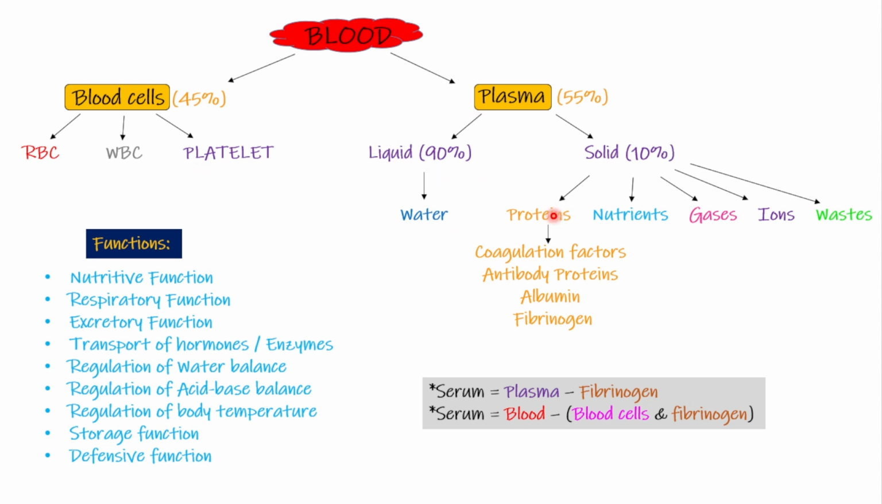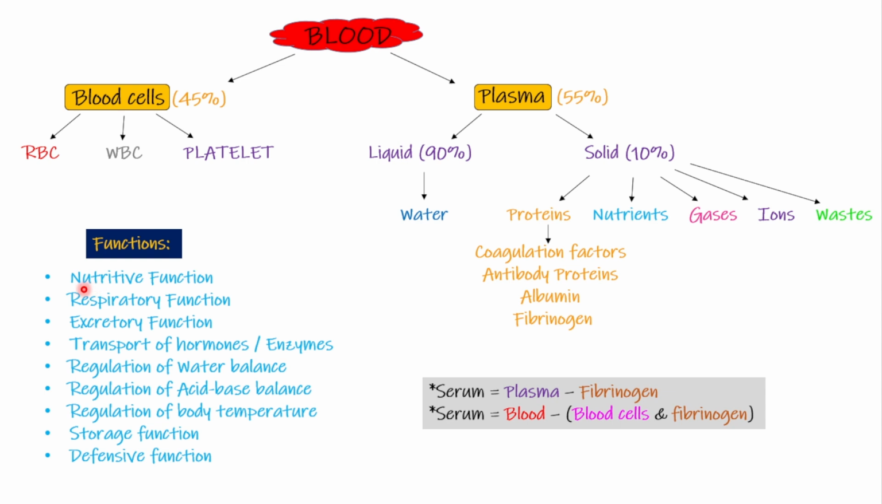And then we have proteins. There are different types of proteins, as discussed before. Coagulation proteins are involved in coagulation. Antibody proteins have their function in immunity. Then we have albumin, and fibrinogen, which is involved in clotting. Then there are nutrients, so blood also supplies nutrients to all the organs. Then we have gases: blood supplies oxygen to the tissues and removes carbon dioxide from the tissues. Ions are present in the blood, so blood is involved in the ionic balance of the body. And there are waste products in the blood, so blood is involved in removal of the waste products. So these all are the functions of the blood.